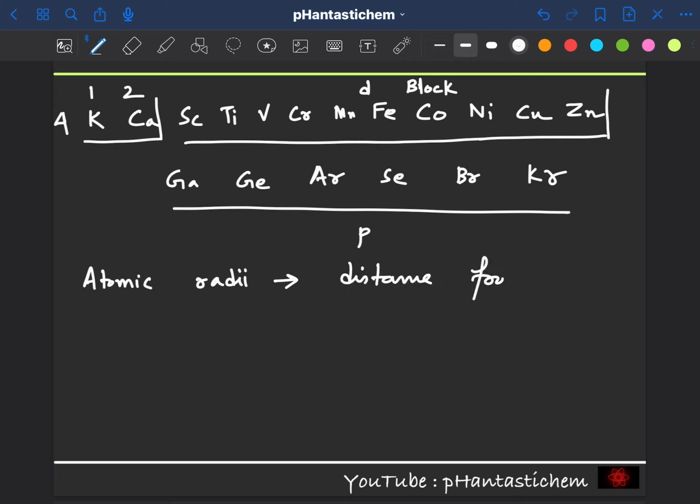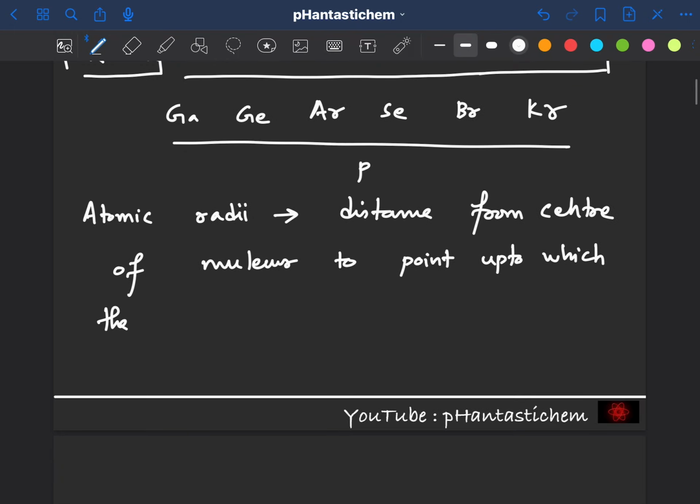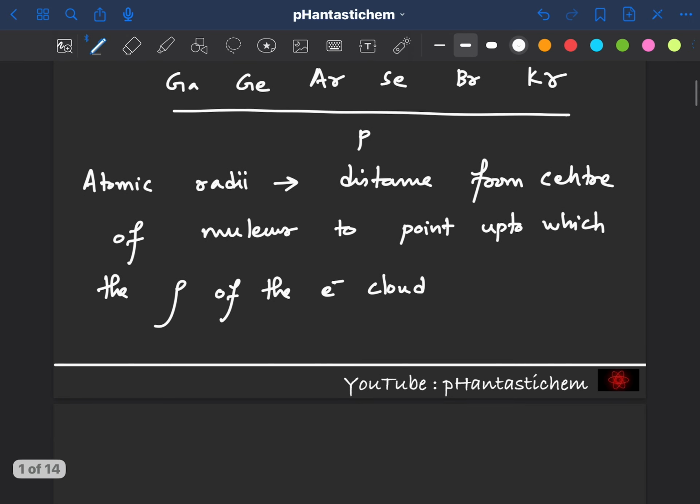Distance from the center of the nucleus to the point up to which the density of the electron cloud. Electron cloud is a rough estimation of the probability of electrons, right? Up to which the density of the electron cloud, or probability of finding an electron, is maximum. So that is known as our atomic radii.